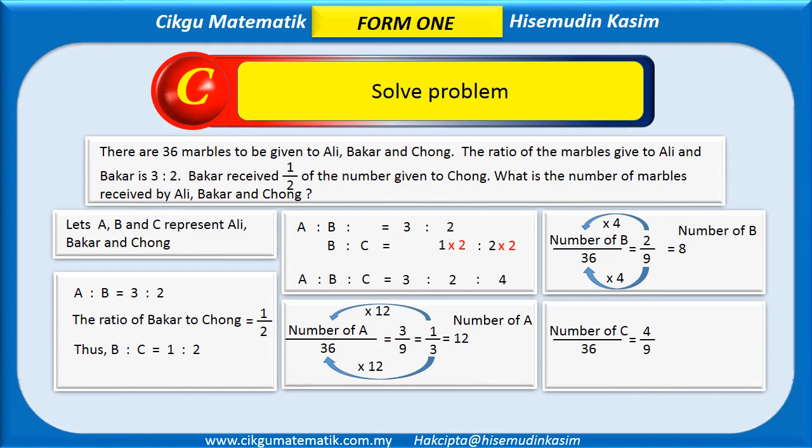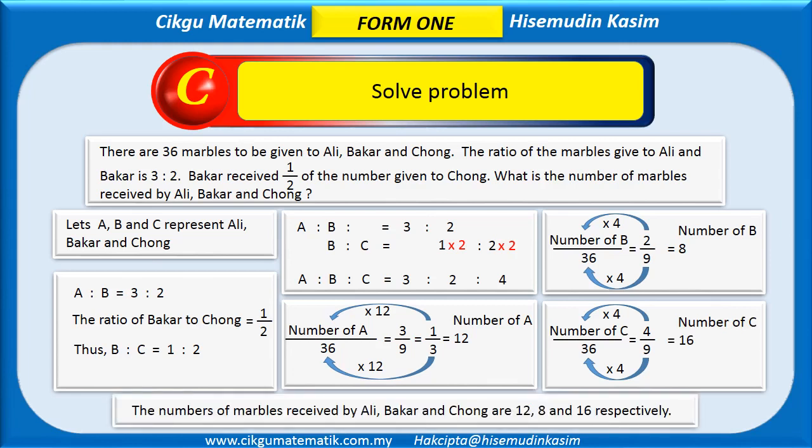Number of C over 36 equal 4 over 9. 9 times 4 equal 36. 4 times 4 equal number of C. Number of C equal to 16. The numbers of marbles received by Ali, Bakar and Chong are 12, 8 and 16 respectively.